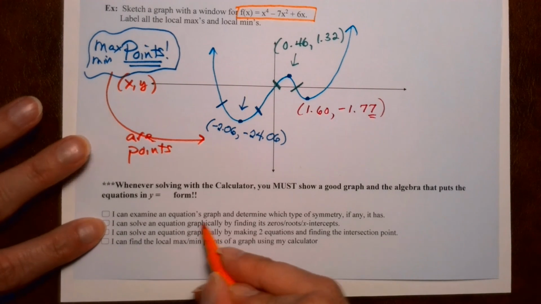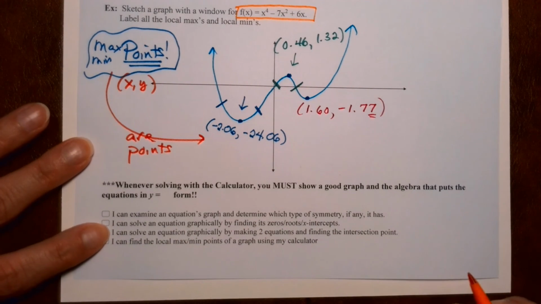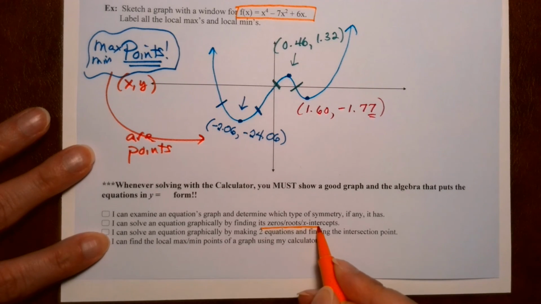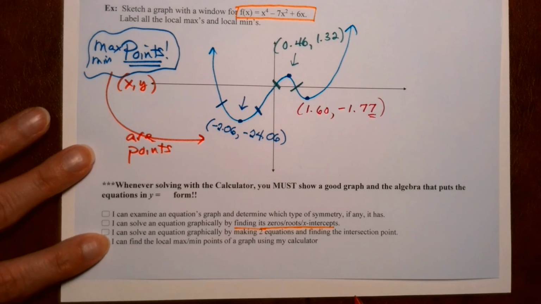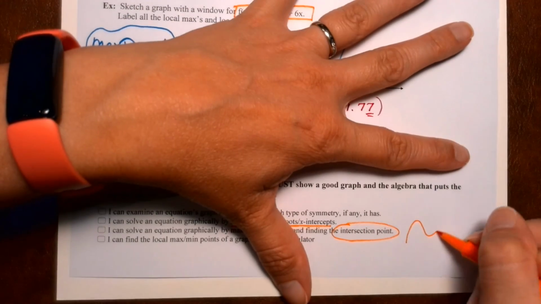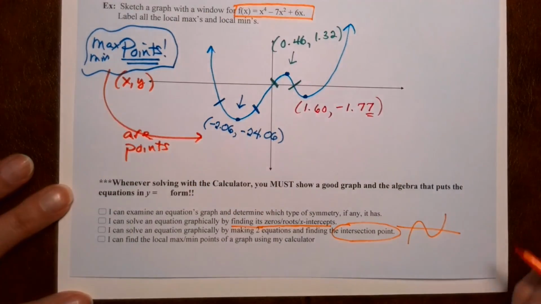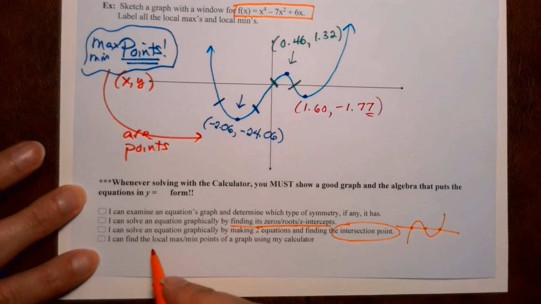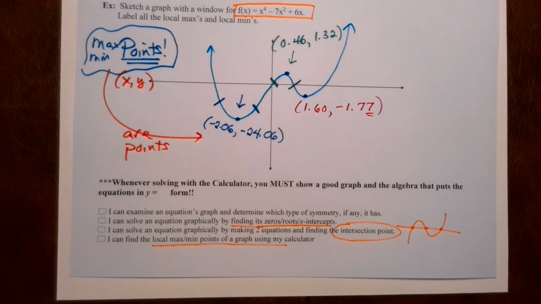Can you examine the graph and determine what kind of symmetry it has? Can you solve an equation by finding some x-intercepts or some zeros? Intersection point is when you have two equations, and then you find where they touch. Can you find the local max and mins using the graphing calculator? Okay, good job, guys.